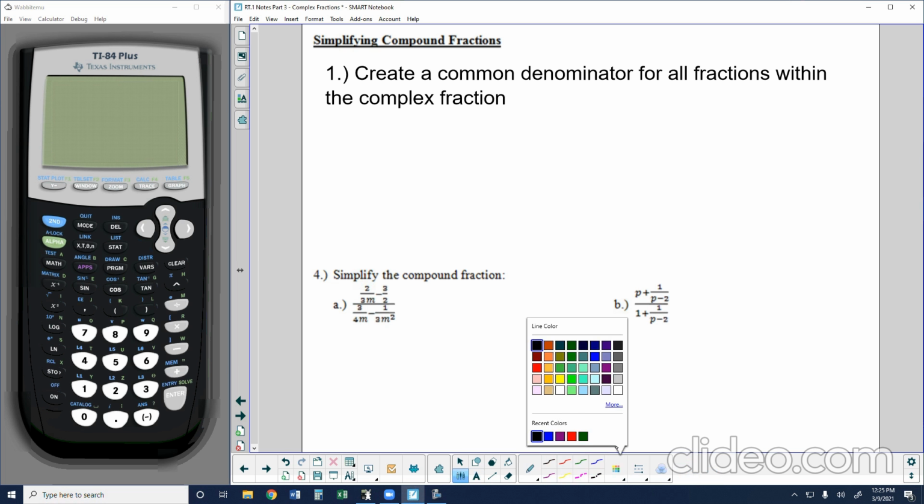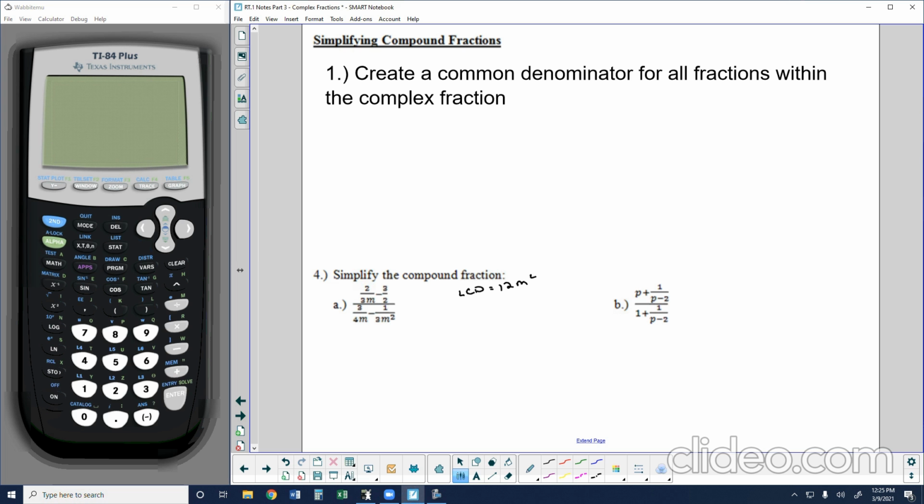So for the integers 3, 2, and 4, the least common multiple of those would be the number 12. So I can get 3, 2, and 4 each to eventually be an integer of 12 through multiplication. If I take a look at the variables, I have an m, and an m squared. So the least common multiple of m and m squared would be m squared. So what I need is for each of these fractions to have the denominator 12m squared.